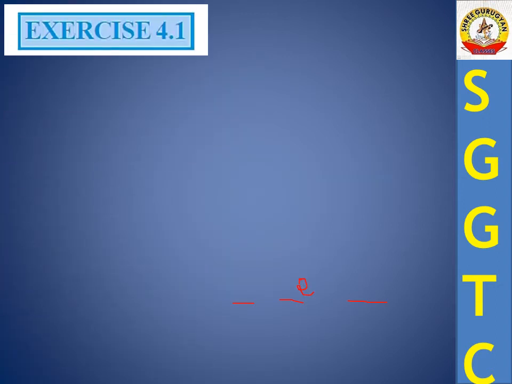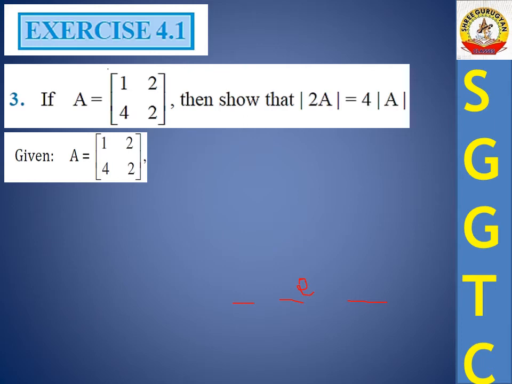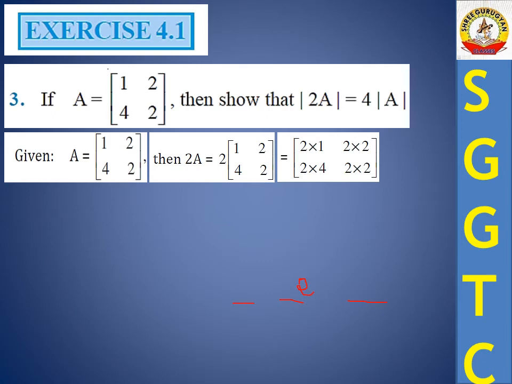Next, continue. 4.1 question number 3. Show that determinant of 2A is equal to 4 determinant A. So very easy, students. First I calculate 2A. 2A means 2 multiplied by the given matrix A. After that I derive the value of the determinant. So first let's start with 2A. Given A is 1 2 4 2. 2A means 2 into the given matrix A, and 2 multiplies each element. So 2 ones are 2, 2 twos are 4, 2 fours are 8, and 2 twos are 4. You get 2 4 8 4.